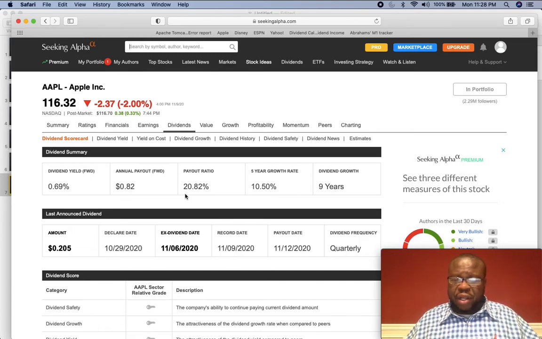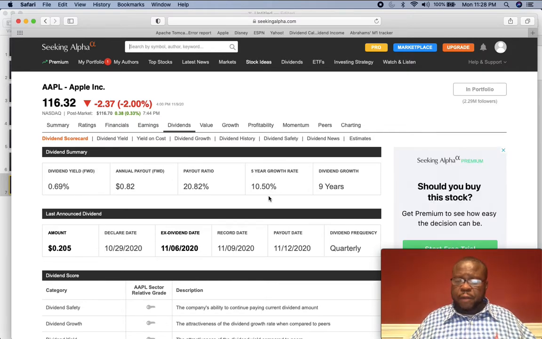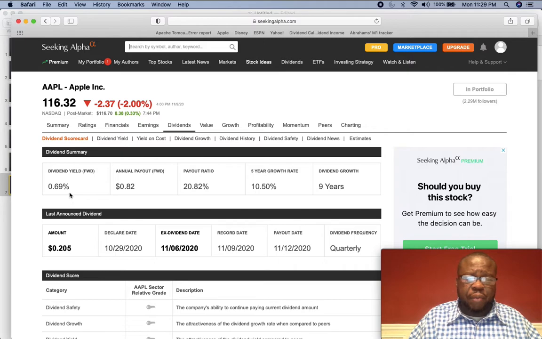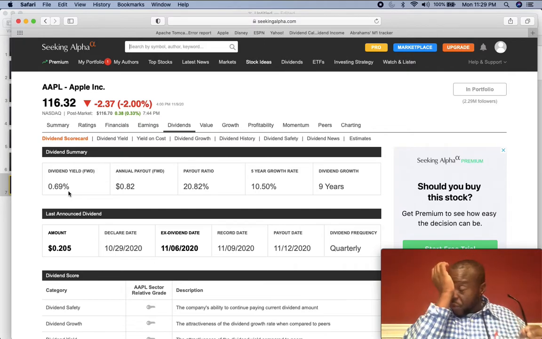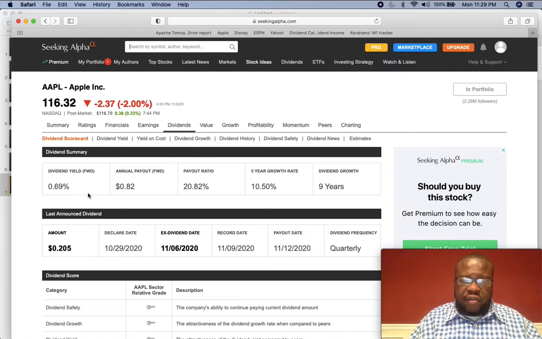So that's very comforting. And you can see the growth rate, the 5-year growth rate is over 10%, right? Because they can grow that dividend because they have so much cushion, okay? That's something you feel comfortable with. Even though the dividend yield is very low, less than 1%, they are able to raise that dividend because the payout ratio is so low.